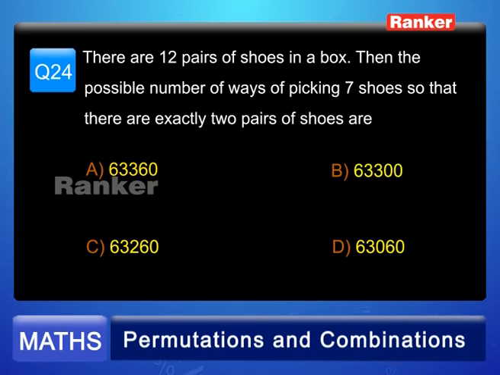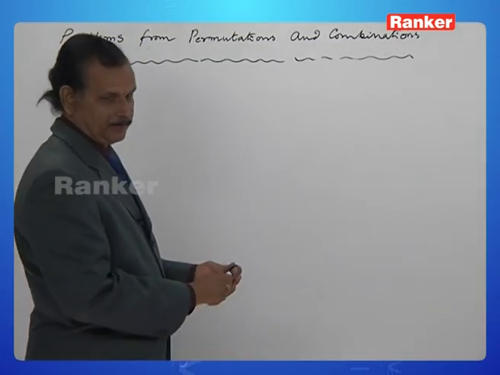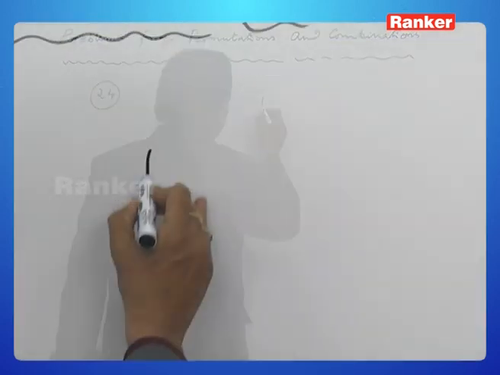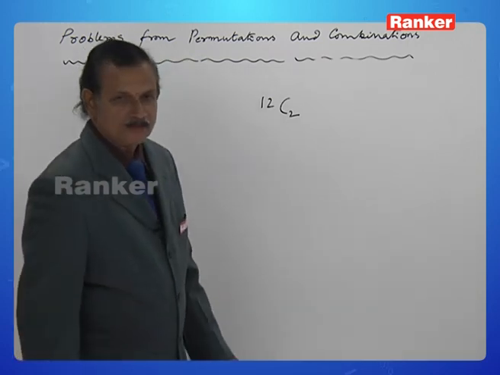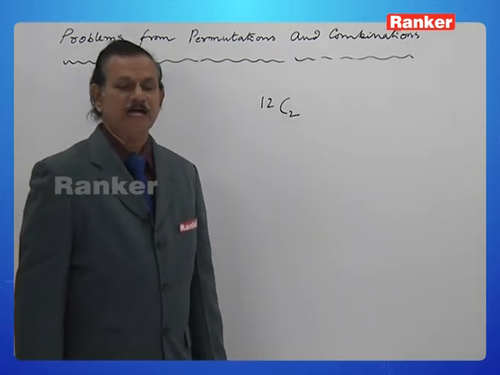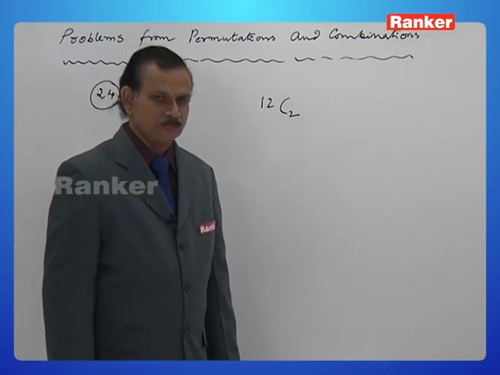This is the situation. Well, what are the options given? The first option, that is option A, is 63,360. Second option is 63,300. Option C is 63,260 and option D is 63,060. Let us now have a look over that. How many pairs are there? 12 pairs are there. Out of those 12 pairs, you can have 2 pairs in 12C2 ways. So far, we have selected 4 shoes. Still, we have to choose 3 shoes.